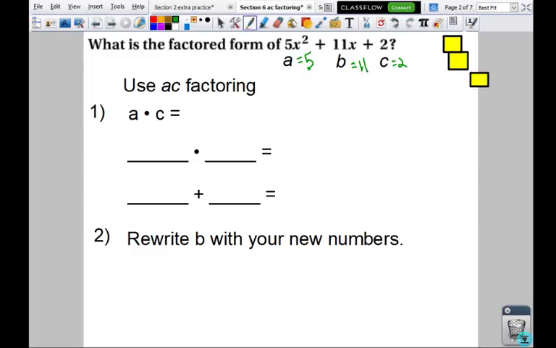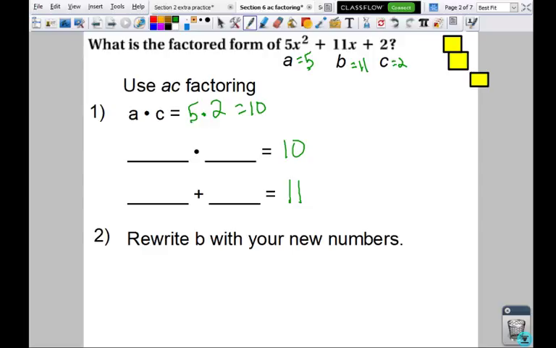What we're going to do is what's called AC factoring. I'm going to take the number for A, and multiply it by the number for C. A is 5 times C is 2, which is 10. This is going to kind of combine what we did with in-middle factoring too. So A times C is 10. I want to know what times what is 10 and adds up to B, the number in the middle, which is 11. What times what is 10 and adds up to 11?